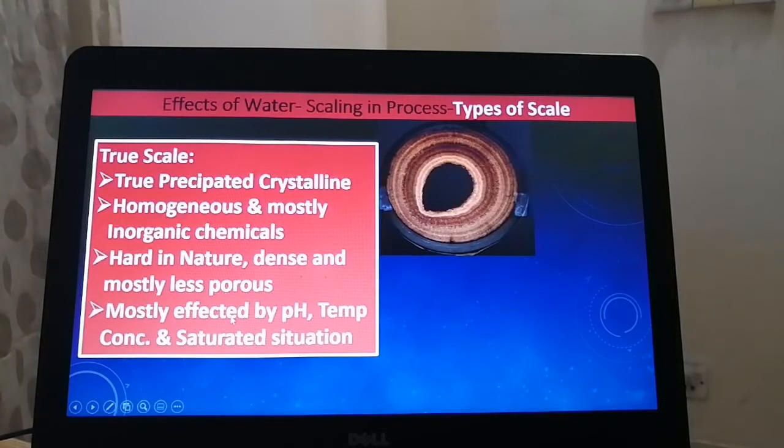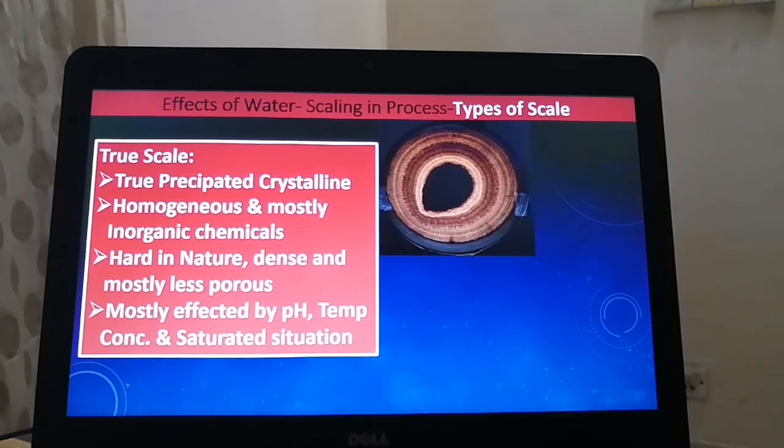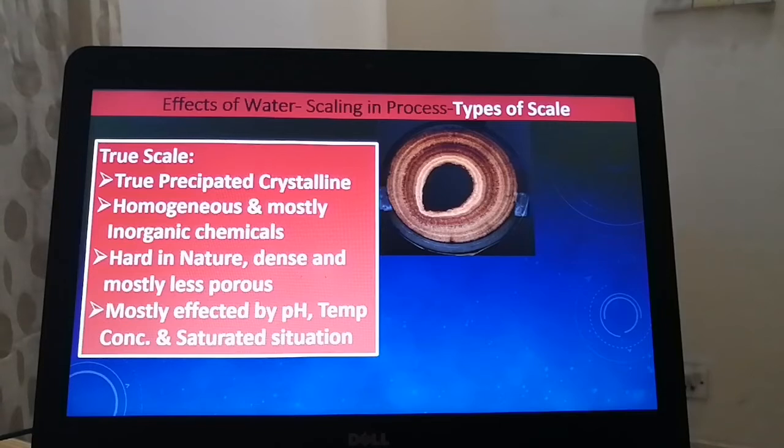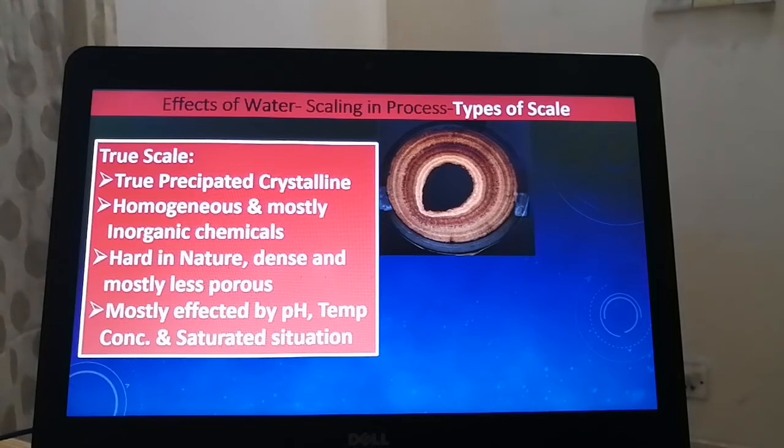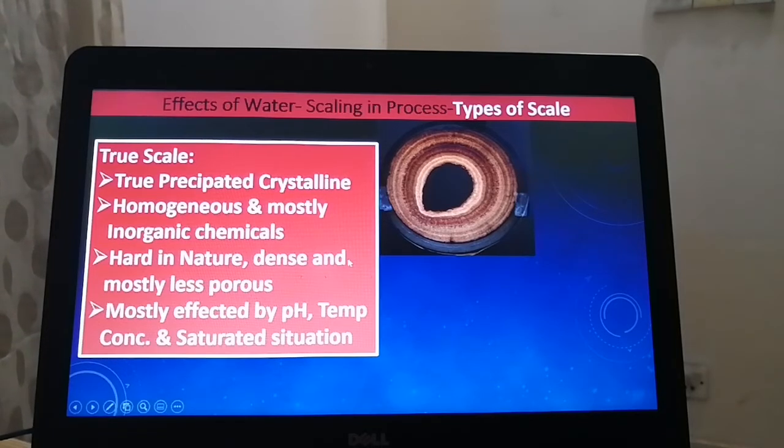So first, let's understand what a true scale is. The true scale is a pure crystalline structure, like we already discussed. It is a complete, nice precipitation and crystallization without any disturbance. Crystallized solutes come out from a solution and settle on a surface, and it grows very smoothly, very nicely, orderly. It is very homogeneous, and mostly it contains inorganic salts, inorganic chemicals, and it is very hard, very dense, and has very low porosity.